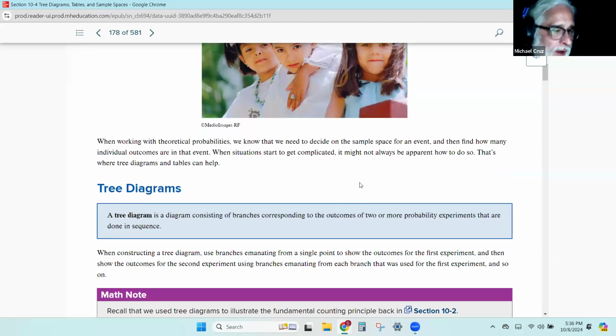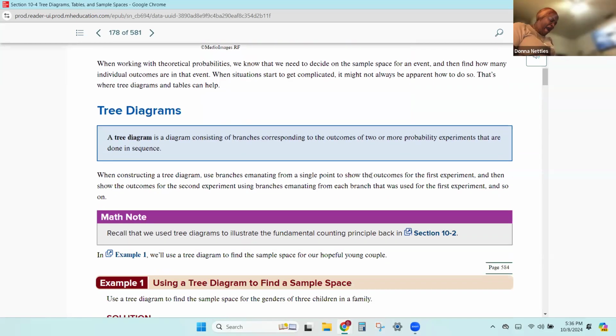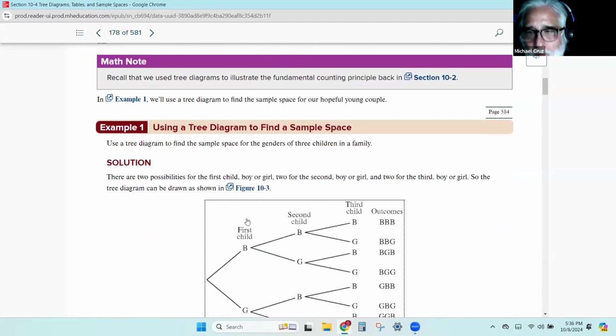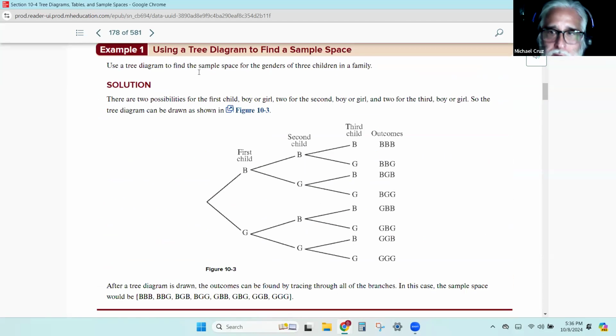All right, so a tree diagram is just a way to visually determine the number of outcomes that you have for particular experiments. Okay, and it's like when we combine two experiments, like when we use the multiplication rule.